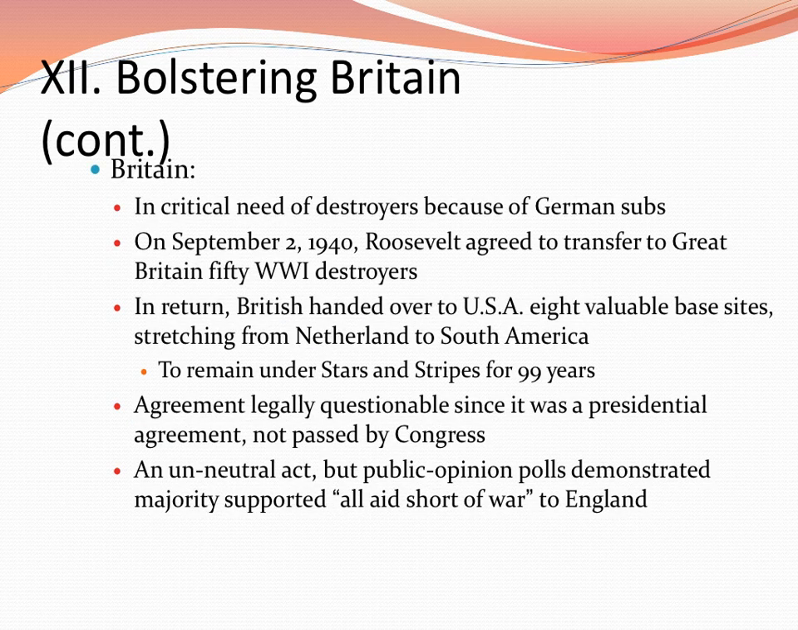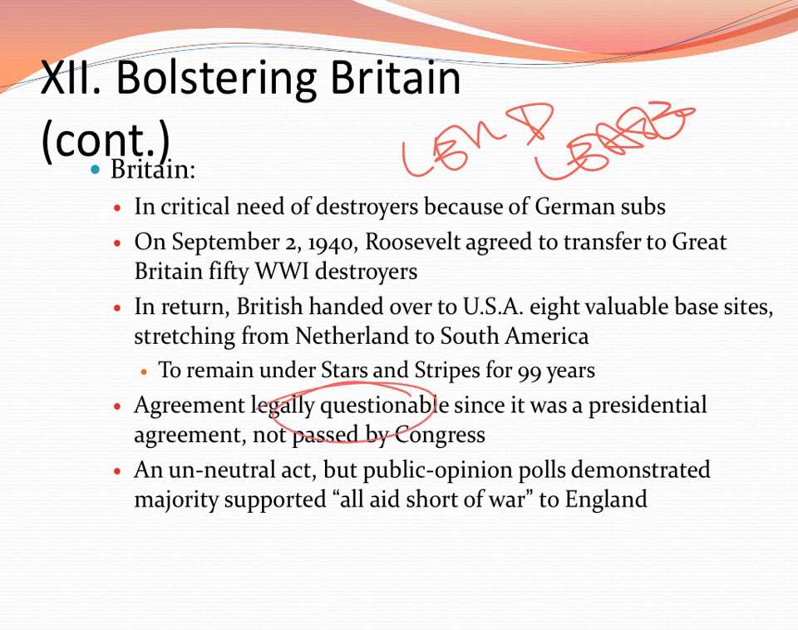In the end, we get the Lend-Lease deal, which will be a presidential deal or an executive agreement, so it will go outside of Congress, which makes it legally questionable. And basically, the U.S. is going to give Britain old World War I destroyers to fight those Nazi submarines, and the U.S. will get naval bases, which the British had gotten during imperialism, and they will hold on to those for 99 years. So we will now be a much larger empire, and the British will have destroyers to fight the Nazis.